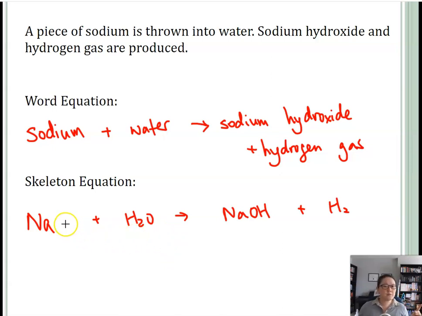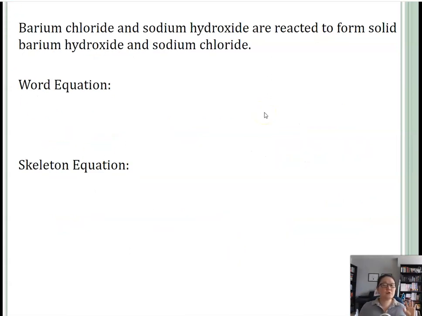Now from here, you can put in your symbols for your states if you are aware of them. Some of them are going to be a little bit easier. If you have a piece of sodium, it's going to be a solid. Water is a liquid. Hydrogen is said to be a gas here. This one might be a little bit trickier, but I am aware that this is sodium hydroxide in solution because you've put it into water. And so there we go. That's the skeleton equation.